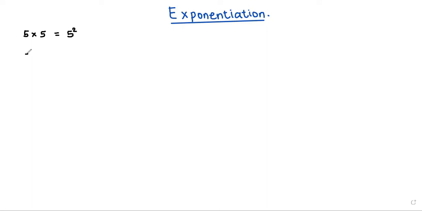If, let's say, we have 5 times 5 times 5, we can write this as 5 to the power of 3. If we have 5 times 5 times 5 times 5, how can we write it? Five power 4. Yes, 5 to the power of 4.